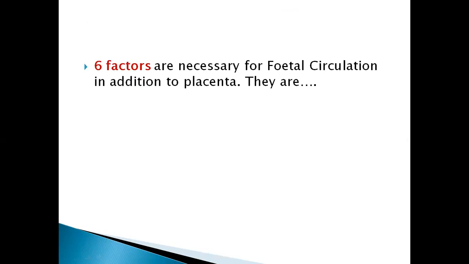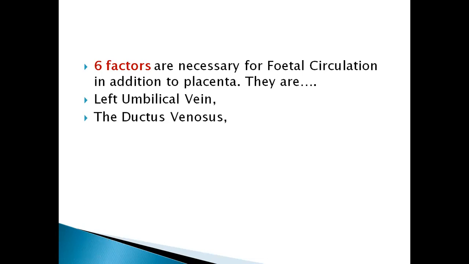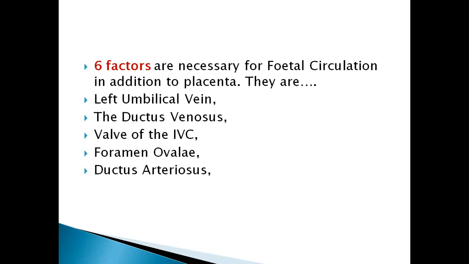There are 6 factors that are necessary for fetal circulation in addition to the placenta. They are left umbilical vein, number 1. Number 2, the ductus venosus. Number 3, the valve of infravena cava. Then foramen ovale. Then ductus arteriosus. Then pair of umbilical arteries. So all these names are similar to you, I guess now, isn't it? We have almost finished everything.